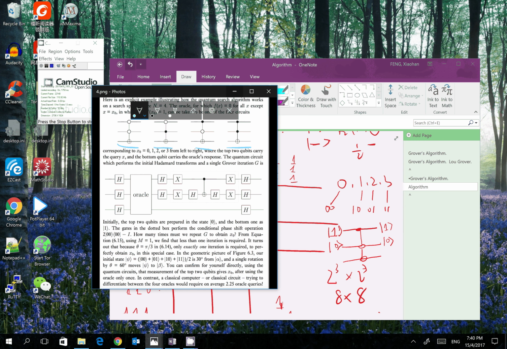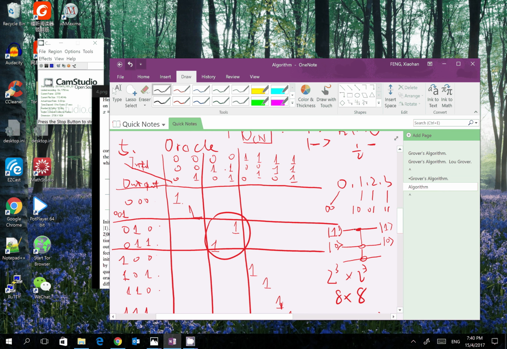Now I will pick one of these 4 oracles randomly to give you further explanation of how the oracle works, the inner construction of the oracle. So we pick the one that can identify 2 as a solution here. Basically, we have a solid point and a hollow point here.